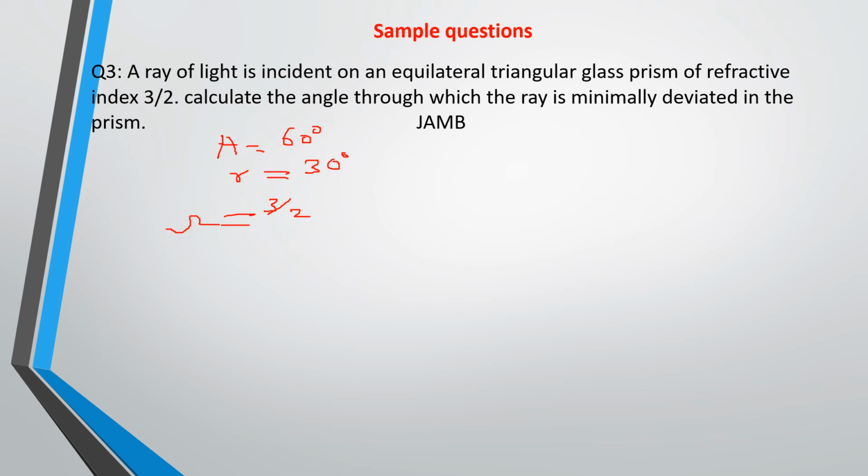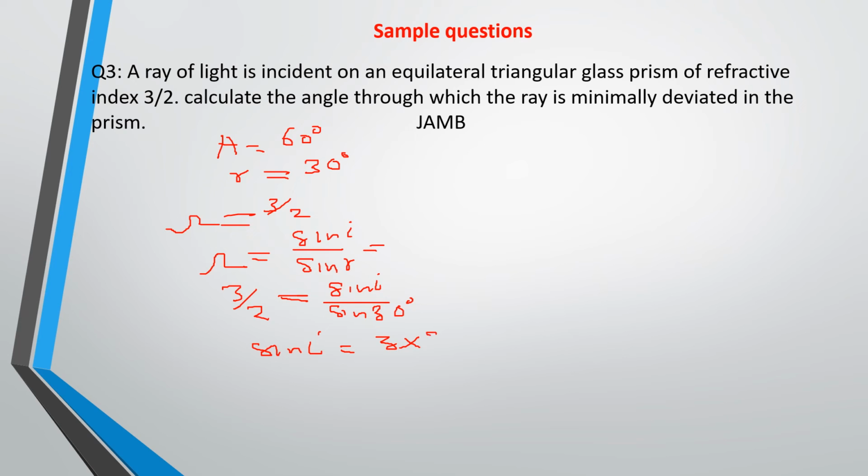Right, so now we're going to apply Snell's law to find the angle of incidence. From Snell's law, refractive index equals sine i all over sine r. So 3/2 is equal to sine i all over sine 30 degrees. So sine i is equal to 3 times sine 30 all over 2.